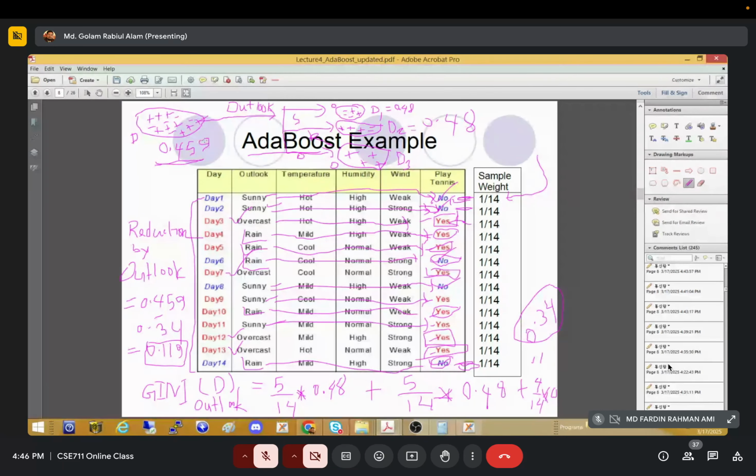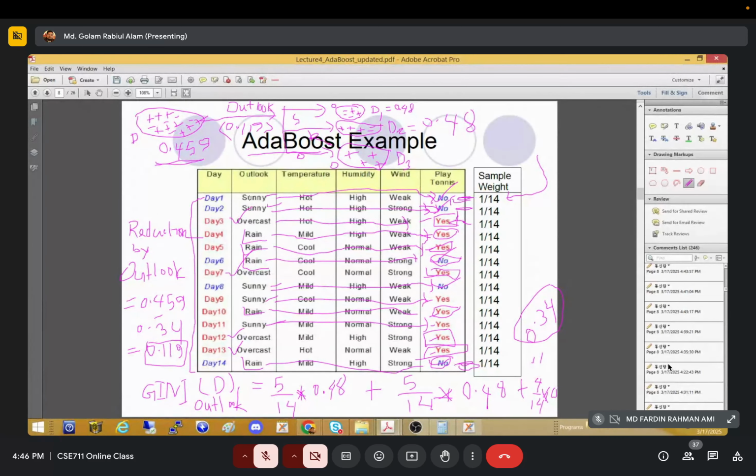So here we can write it like 0.119. So this will be the reduction of impurity if we apply outlook to split our data set. That means if we apply the outlook feature, then the reduction of impurity will be 0.119.